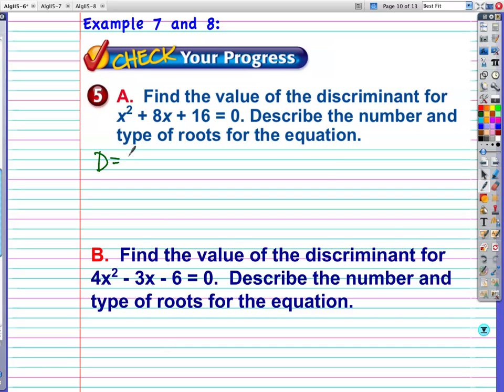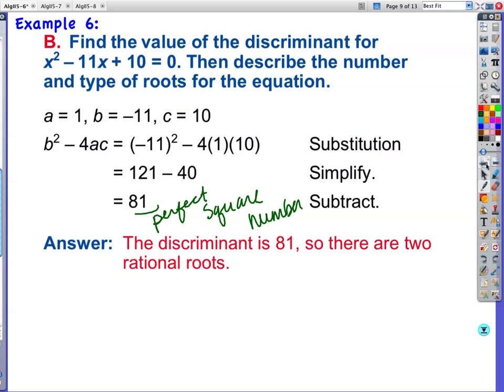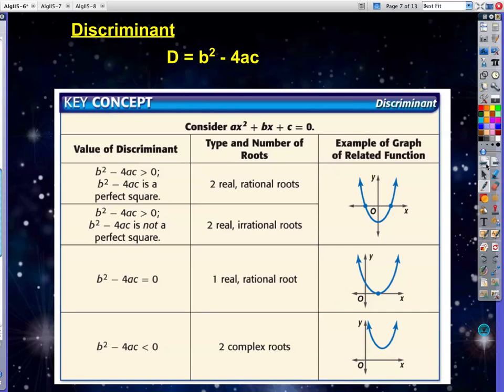Okay, and here we have: find the value of the discriminant for x squared plus 8x plus 16 equals 0. B squared minus 4ac. So b squared is 64, because I take 8 squared, minus, I'm going to put that in parentheses again, the a value is 1, the c value is 16. So I have 64 minus 64. So I get 0. That means I have 1 rational root. Let's go back and look at the chart. If your discriminant is 0, you have 1 real rational root.